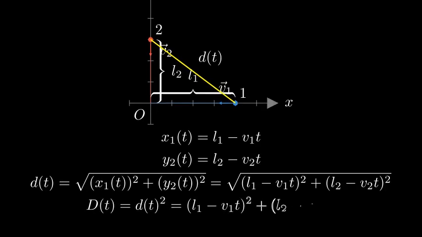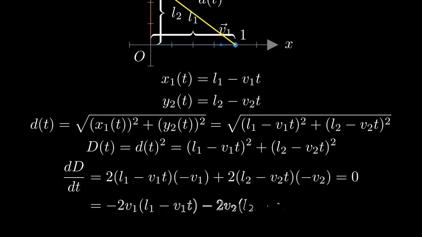Instead of working with the square root directly, we can minimize the square of the distance, which is easier mathematically but gives the same result. To find the minimum, we take the derivative with respect to time and set it equal to 0. Let's solve this equation to find the time when the distance is minimum.